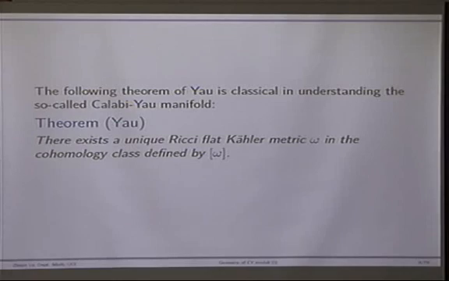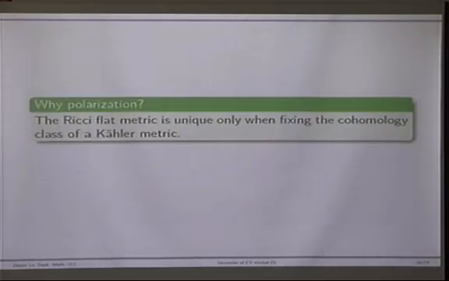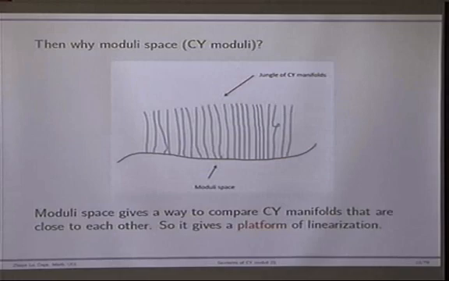In order to relate the manifold, which is basically its complex structure, to differential geometry, we want uniqueness. We want that for a fixed complex structure, there is some unique best possible metric. For that reason, we need to fix a cohomology class, or more or less equivalently, we need to fix a polarization, a line bundle over it. So this is what I said.